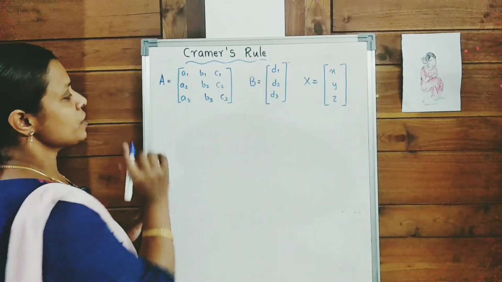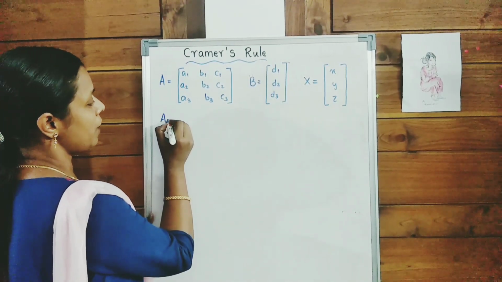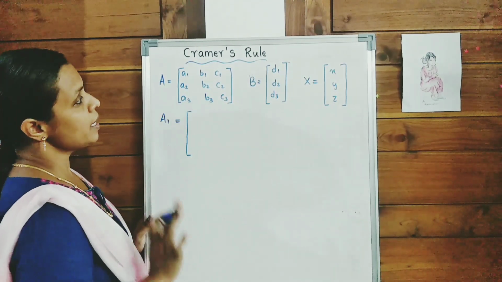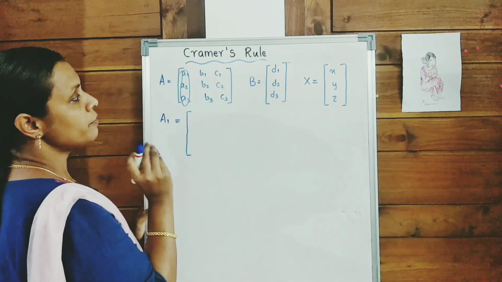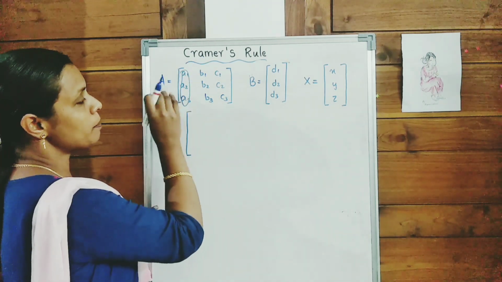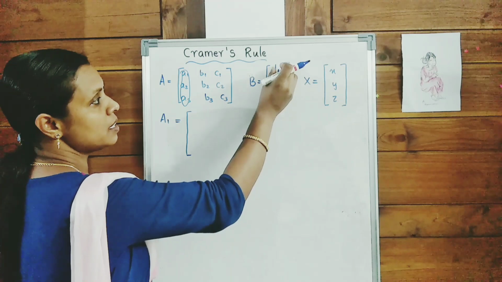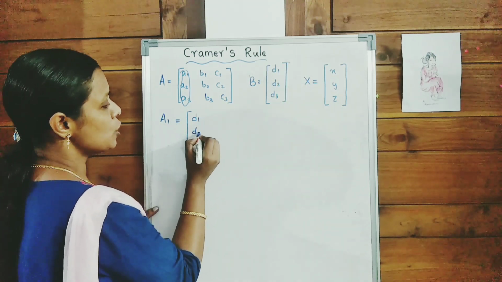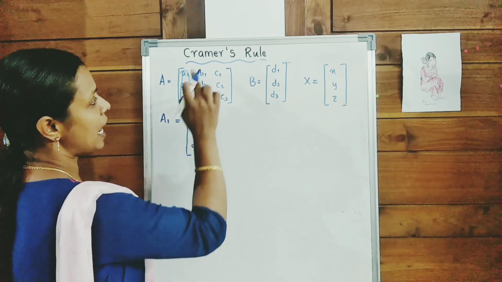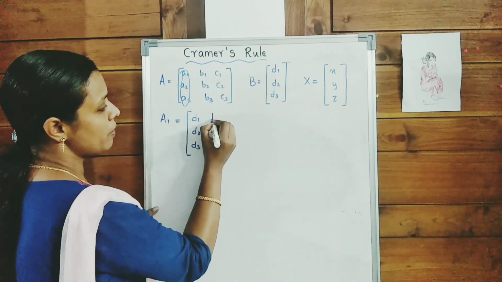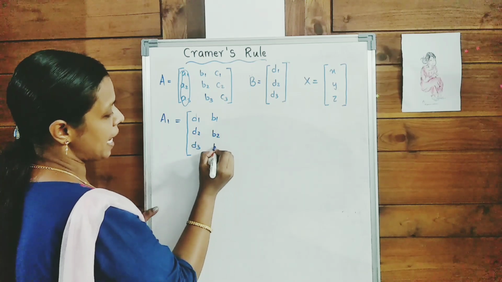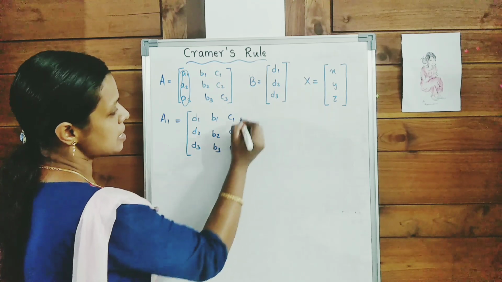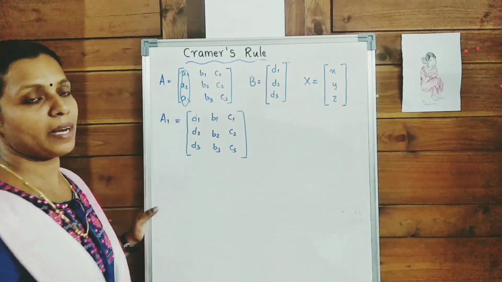Next we find matrix A1. A1 is equal to a matrix. Consider matrix A. In matrix A, we eliminate the first column and then insert this column d1, d2, d3. That is, we write d1, d2, d3. Then write all the columns, that is b1, b2, b3 as second column and c1, c2, c3 as third column. This is matrix A1.